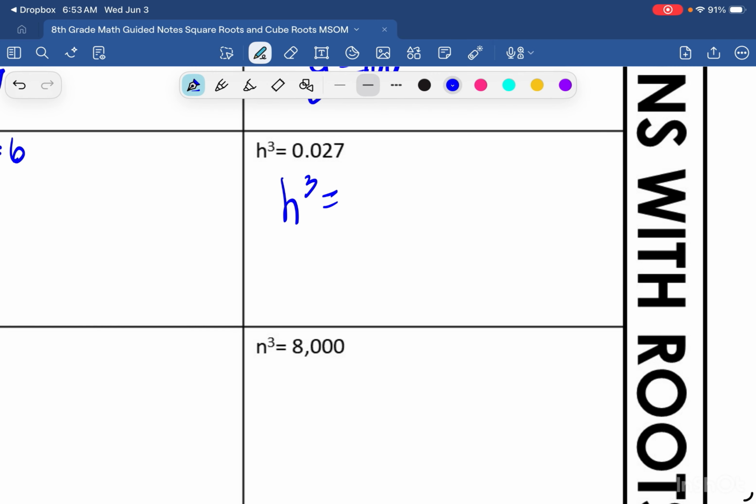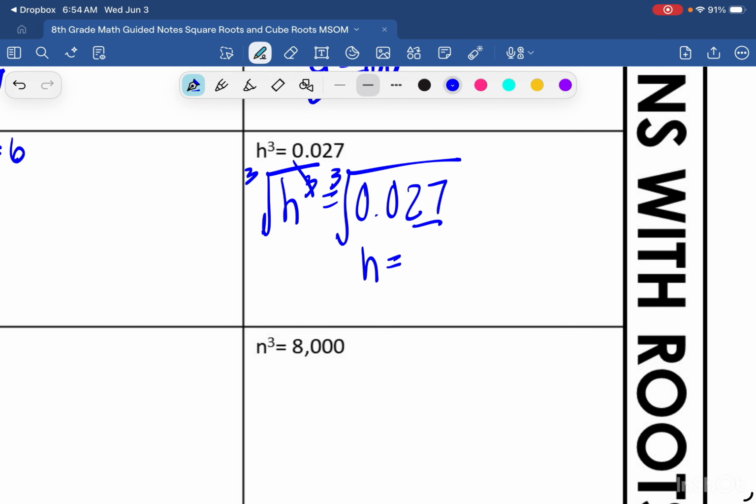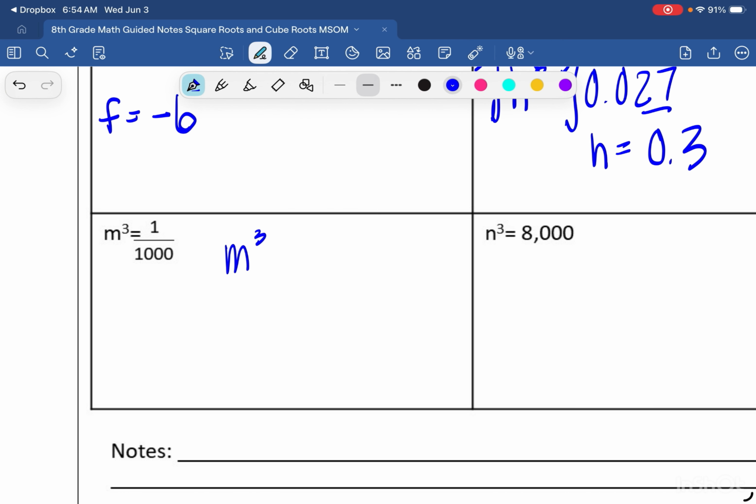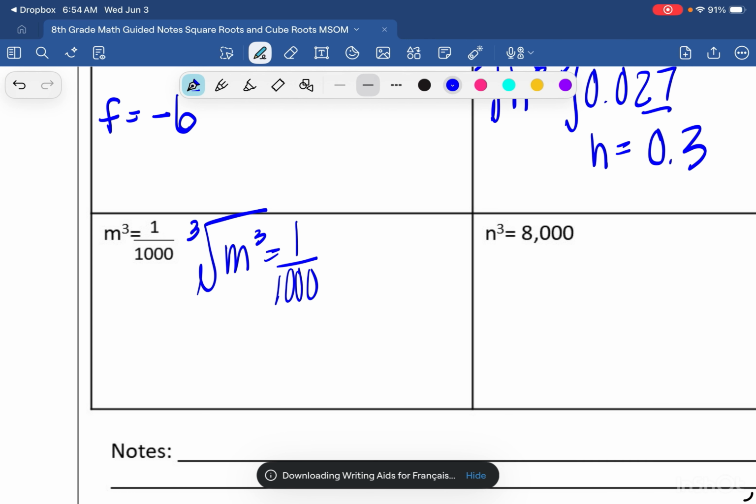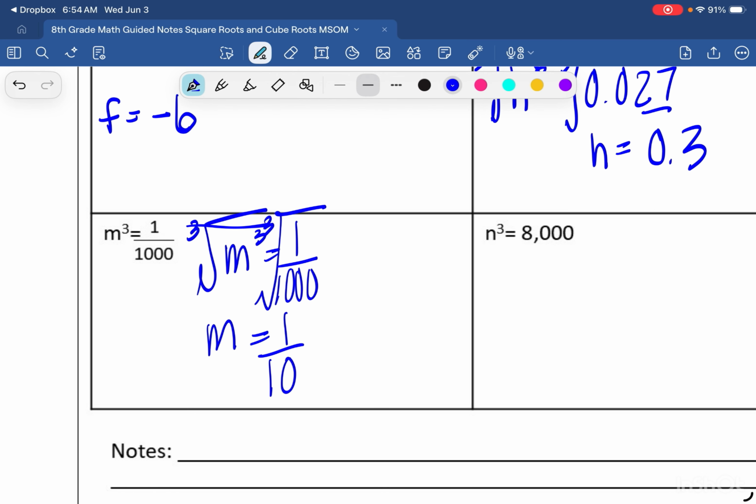H cubed equals 27 thousandths. I recognize this 27 as a perfect cube. I'm going to take the cube root of each side. Those will cancel. I get H equals 3/10. M cubed equals 1 over 1,000. Take the cube root of each side. And then I get M equals 1/10.